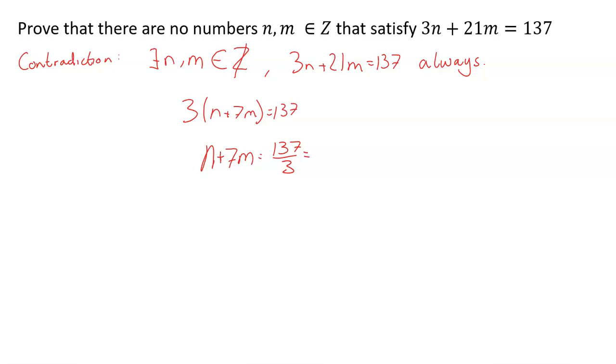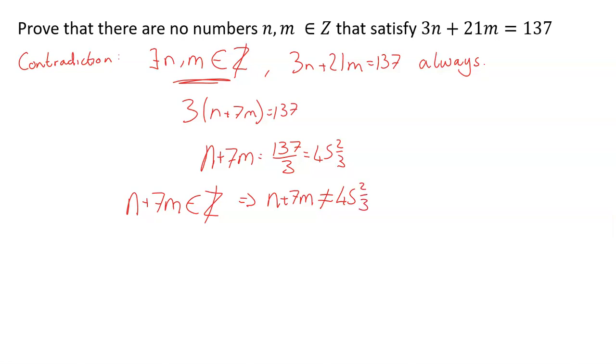Now 137 over 3 as a mixed number is 45 2/3. If n is an integer and m is an integer as stated here, then n plus 7m also belongs in the set of integer values. You can't combine two integers and get a decimal or a fraction. However, that means n plus 7m cannot equal 45 2/3. It cannot equal something with a fraction in it. It has to be an integer result.